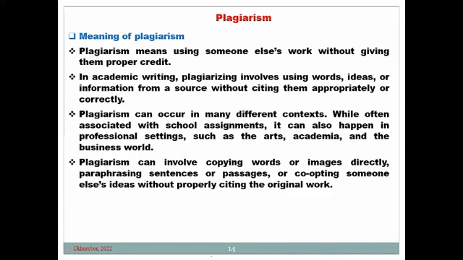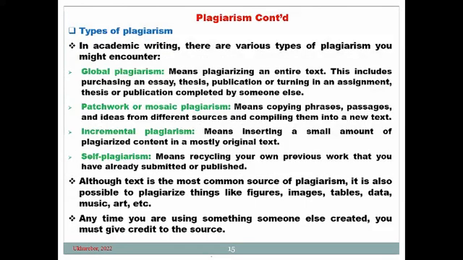Plagiarism can occur in different contexts. You give a student an assignment, you say define or explain the following, and they just go to Google Scholar, copy it and send it to you. It can also happen in professional settings, not only student assignments. You want to do a research work, you just pick it from the internet and put it there. Plagiarism can involve copying words or images directly, plagiarizing sentences or passages, or co-opting someone else's idea without properly citing them. Let's look at the various types of plagiarism as they relate to academic writing.